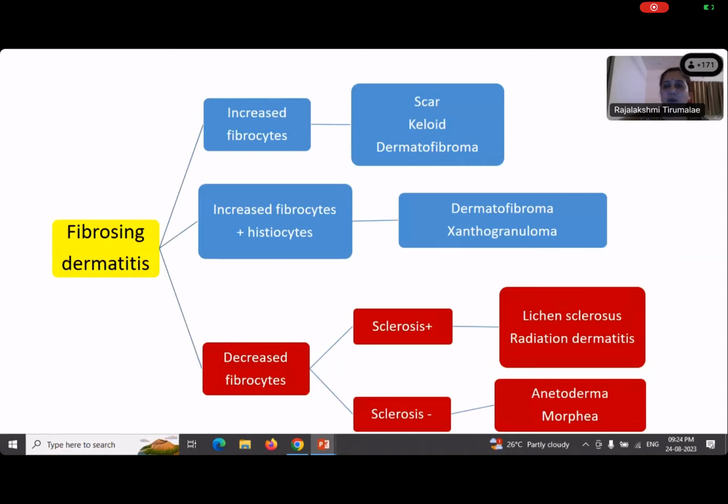Right? Now, coming to differential diagnosis of fibrosing dermatitis, you should know the difference between fibrosis and sclerosis. What is the difference? Can someone tell me? What is sclerosis and what is fibrosis? So what we saw now, was it sclerosis or fibrosis? Although I know we use the term scleroderma.